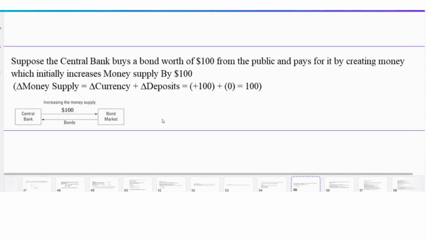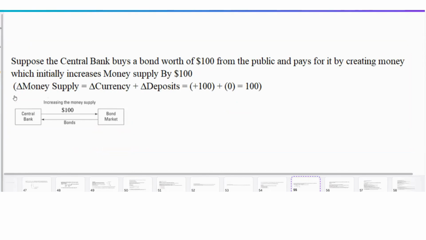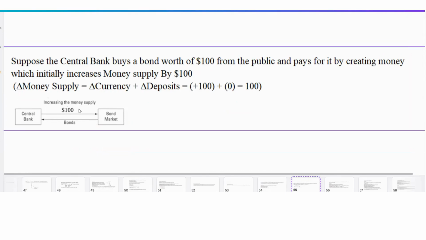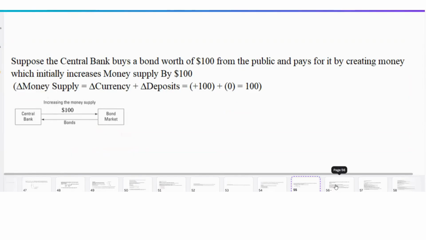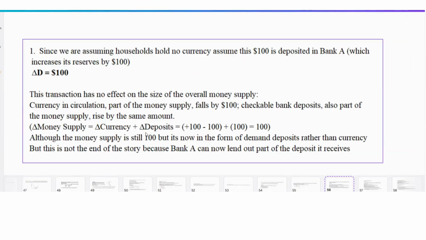Now, suppose the central bank increases the monetary base by $100, where it buys a bond worth $100 from the public and pays for it by creating money. So initially, the money supply increases by $100. This is the $100 of new currency that the public has. Since we're assuming households hold no currency, assume this $100 is deposited in bank A. So the deposits of bank A increase by $100.